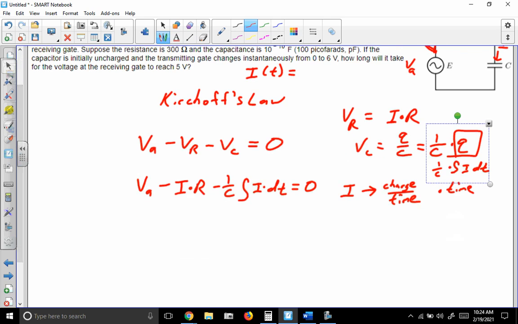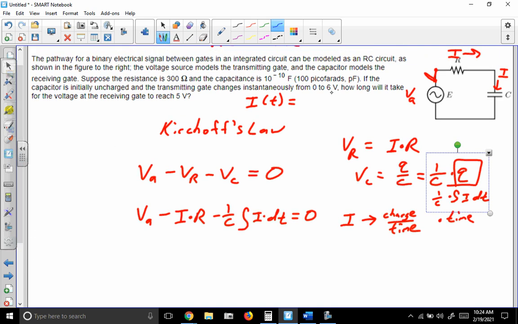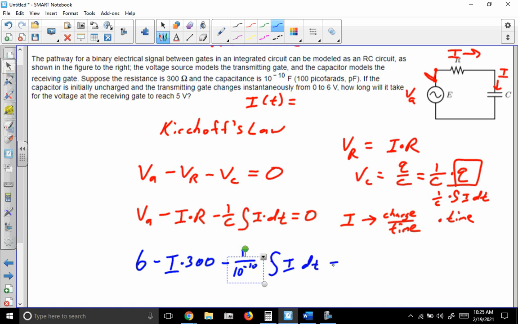So let's plug some numbers in for our situation. Our applied voltage, when we flip our switch, is going to immediately go straight to 6 volts. Our current is what we don't know. To begin with, our current is 0, and then we flip our switch and we have current flowing. The resistance of our resistor is 300 ohms. The capacitance is 10 to the negative 10 farads. So 1 over 10 to the negative 10 for C, times the integral of I dt, equals 0.